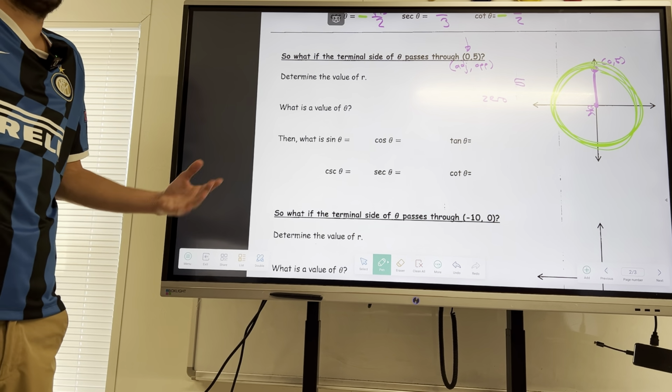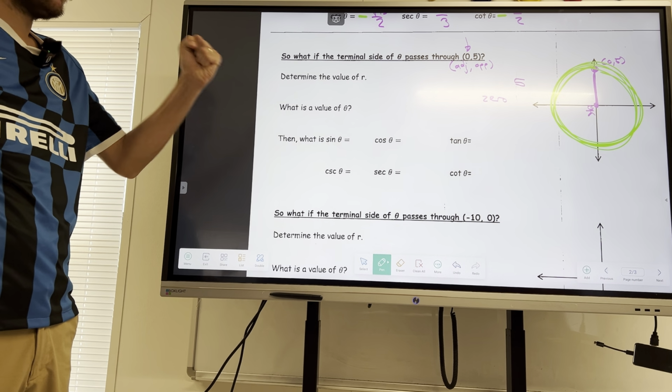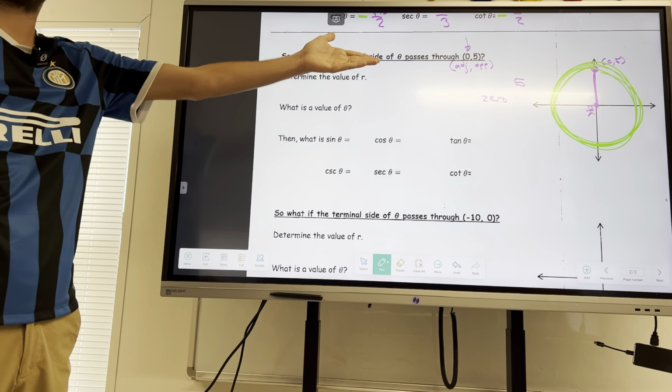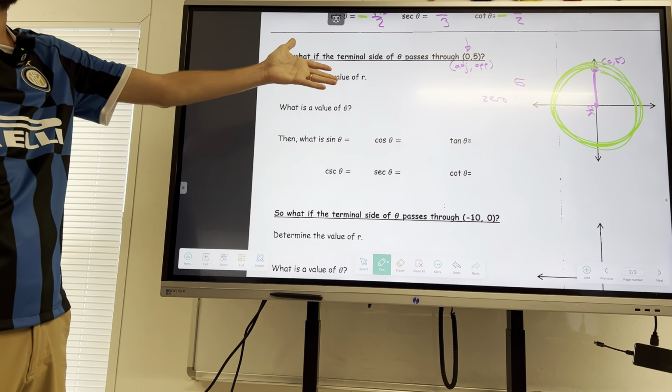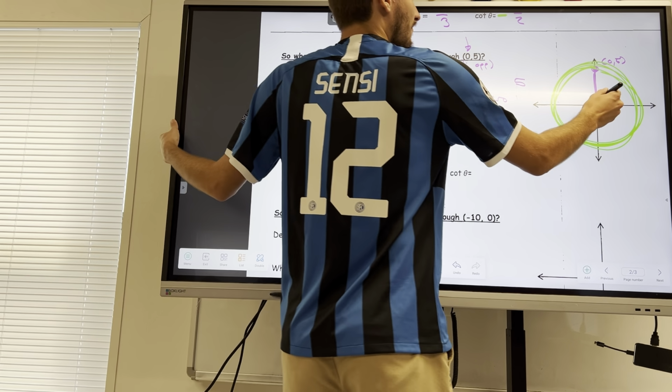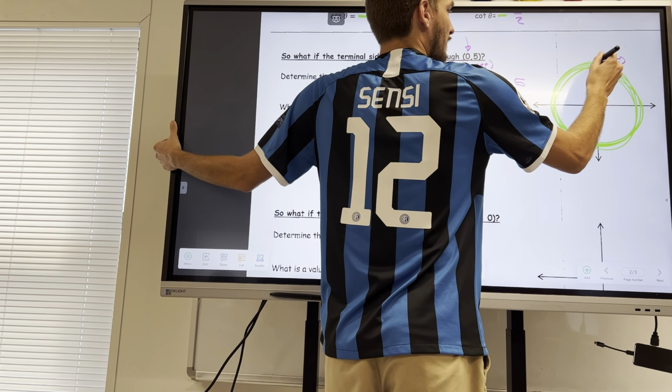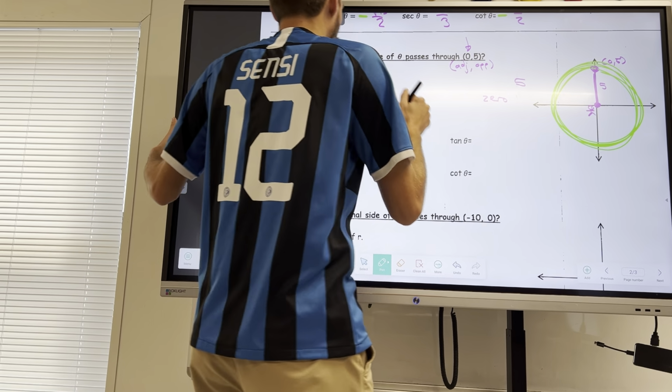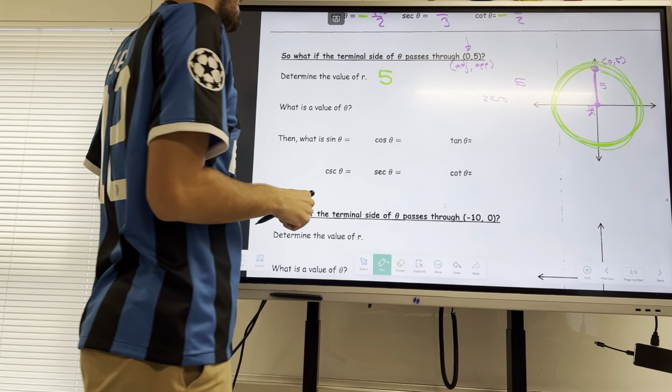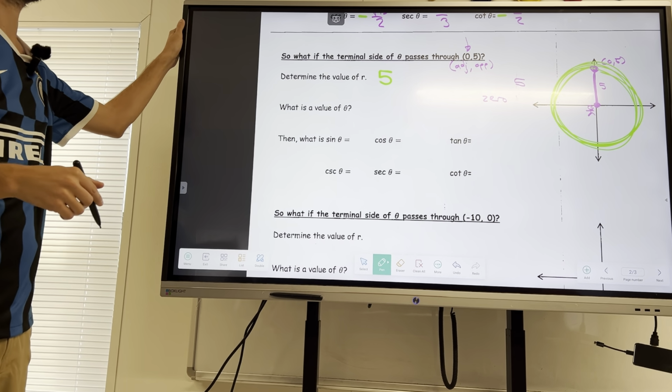It's only given us 2 numbers for the whole question. It's giving us a 0 and a 5. Is the radius going to be 0? No, the radius is going to be 5. How far is it from the origin up to here? It's 5. So the radius is going to be 5, or the value of r is going to be 5.